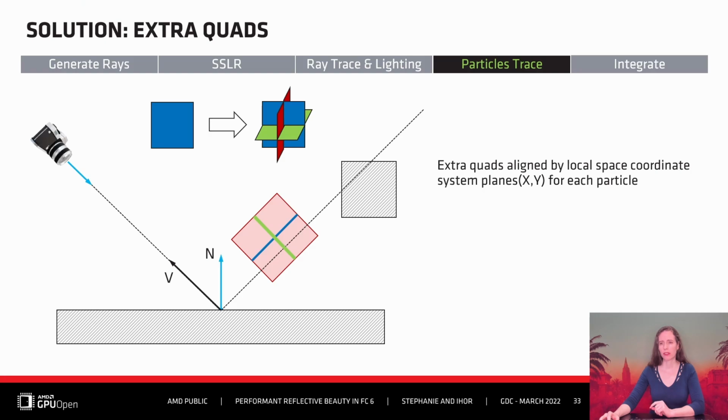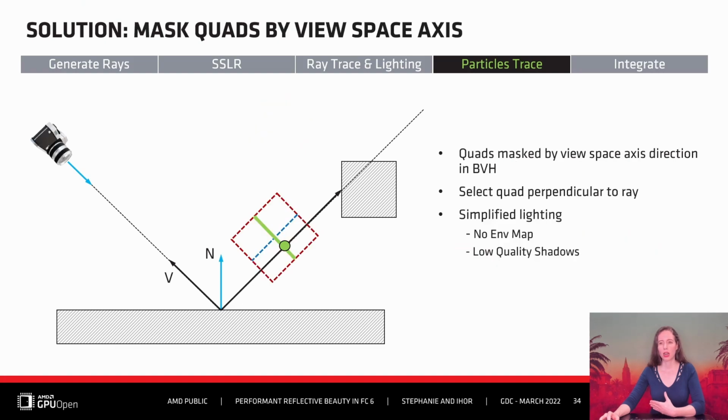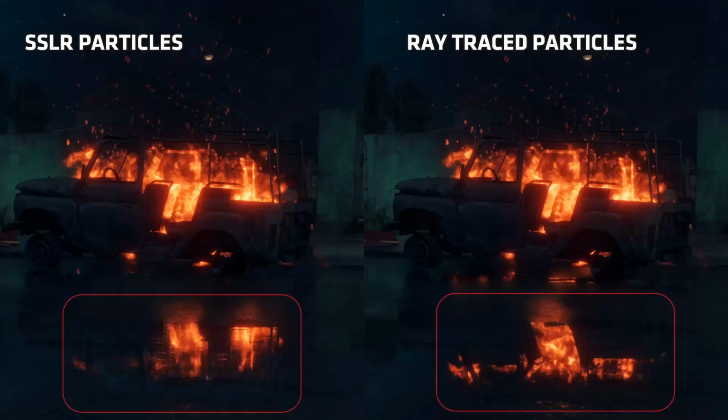To solve this, we have added extra quads that lay in the planes of the local coordinate system for each particle. Using these extra quads, the reflection ray will intersect with the green quad. But it is a performance drain to check for intersections on all the extra quads, just in case. Our solution was to sort all the quads and mask them in the BVH tree based on the view space axis directions. This allows us to ignore the blue and red quads. A further optimization is we use a simplified lighting model for particle reflections.